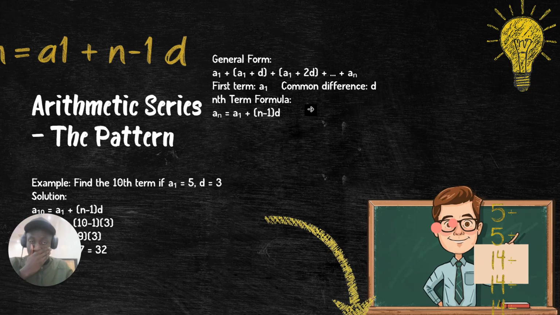With first term A and common difference D, the nth term AN is equal to A1, the first term, plus n minus 1 in brackets, multiplied by D. So this is the formula for the nth term of an arithmetic series. Can you tell me in the comment section if you're still with me, so that we see what we can improve? Let's hear more from you.